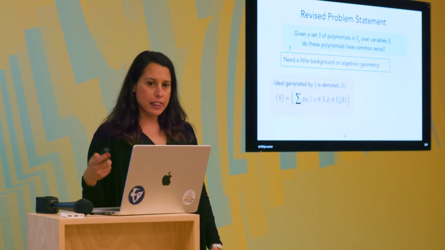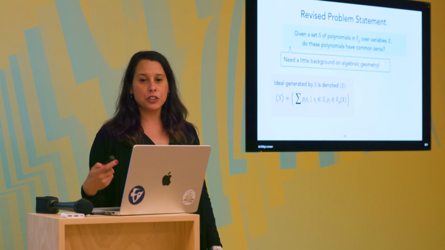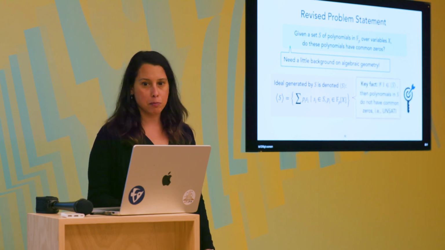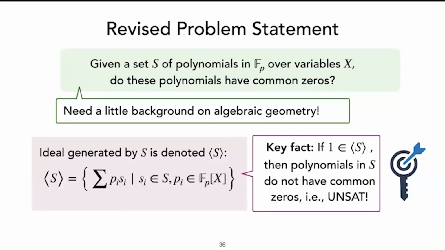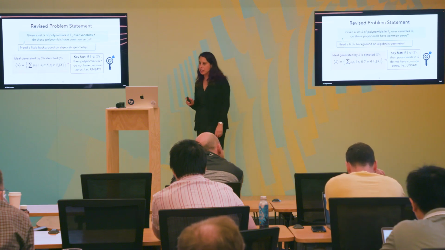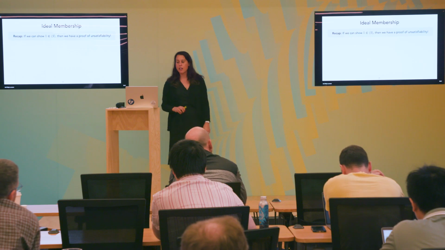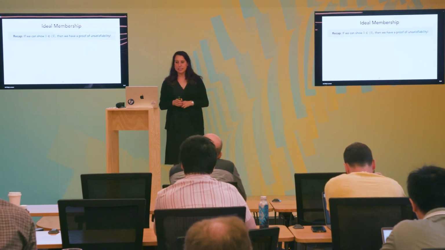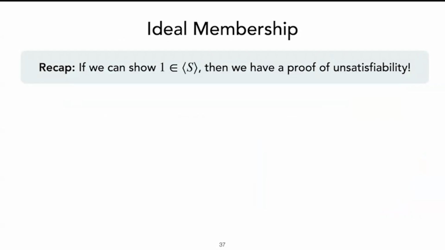And the important thing for solving our problem is the following fact: if it turns out that 1 is in the ideal generated by S, then the polynomials in S do not have common zeros, or in other words, the formula is unsatisfiable. So that's the basic thing that we're going to make use of. To recap, if we have a way of proving that 1 is in the ideal generated by S, that's great, then we have a proof that the formula is unsatisfiable.